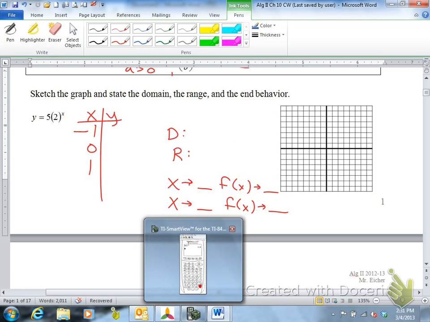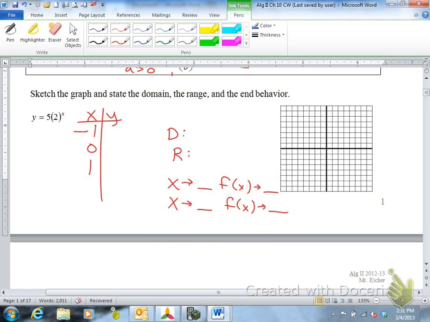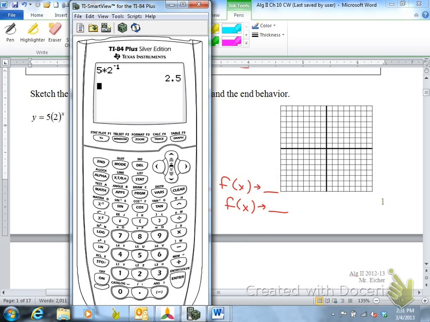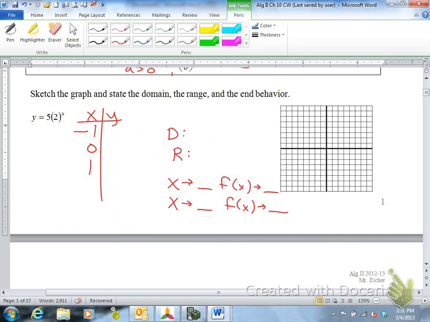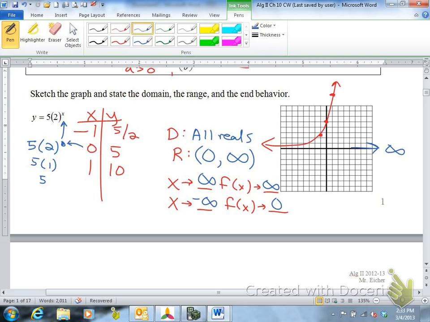If you need to, when you're putting numbers into the function, like negative 1 into the x, you could use your calculator. It would look like this: 5 times 2 raised to negative 1. And you get 5 over 2, which is also 2.5. So 5 over 2, or 2.5. And then you can continue. Here's the answer. Pause this video.